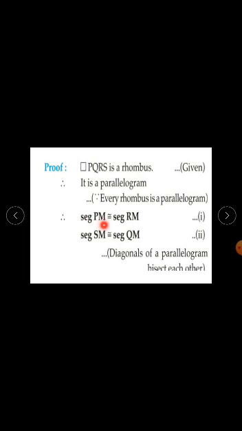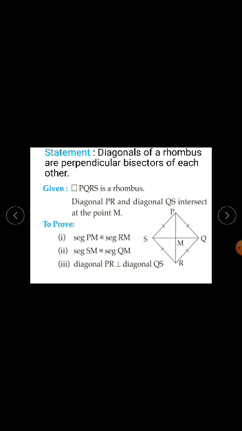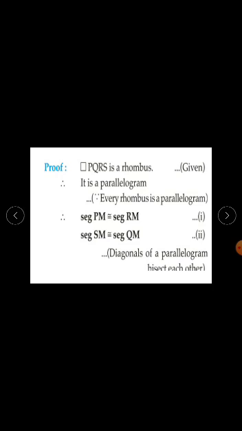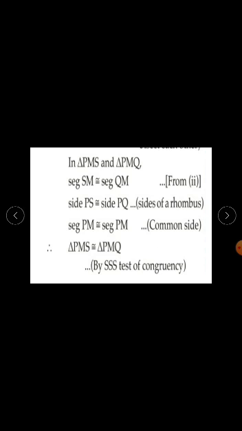Therefore, segment PM is congruent to segment RM and segment SM is congruent to segment QM because diagonals of a parallelogram bisect each other. This is your equation 1 and this is your equation 2.